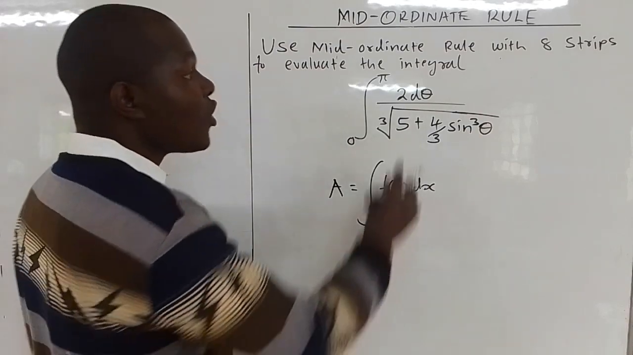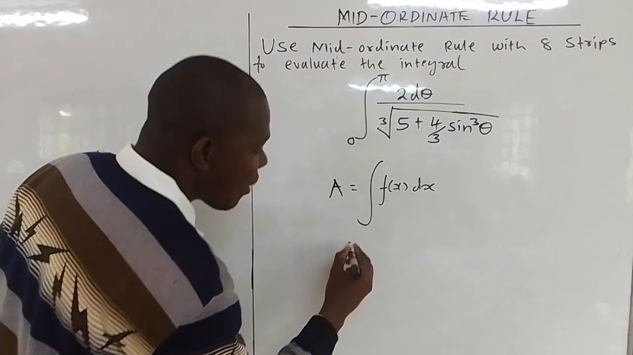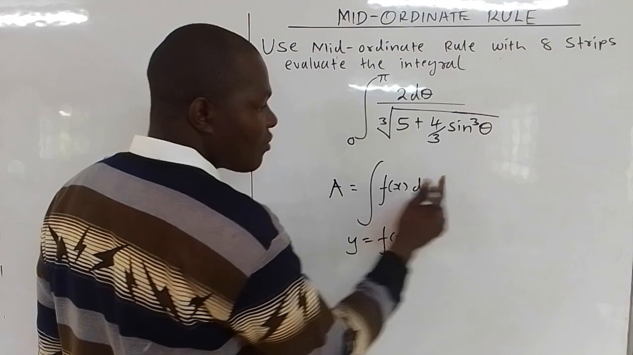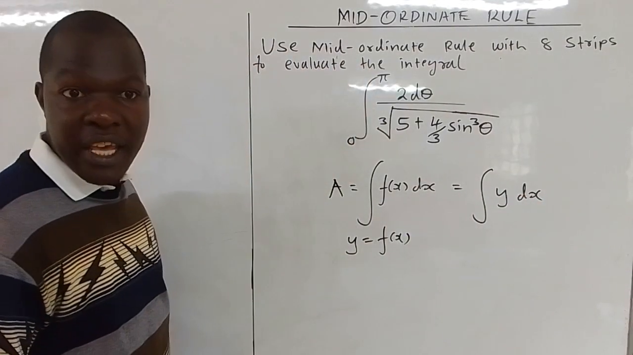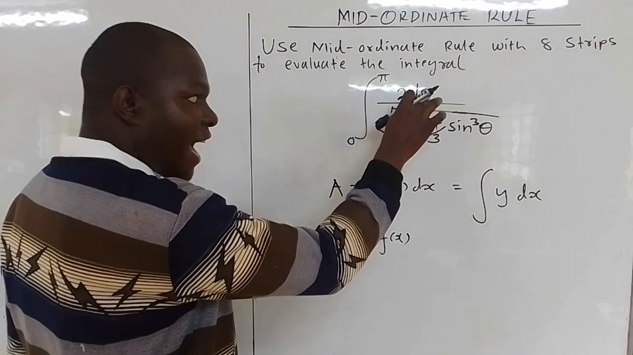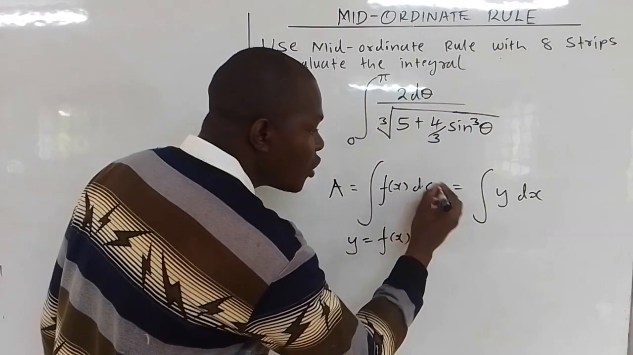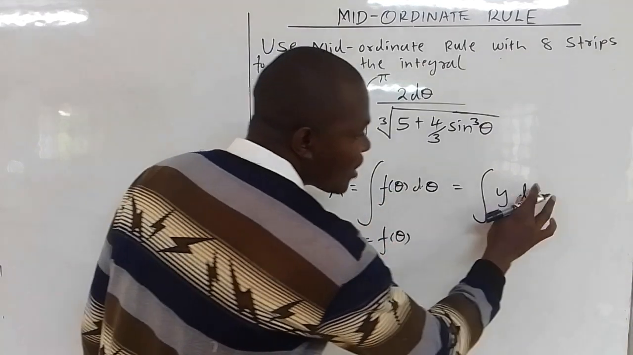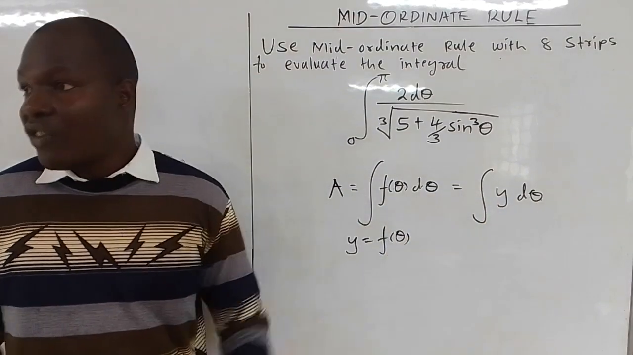In this case, we've been given theta. So when y is a function of x, what does it mean? Where there is f of x, you put y, meaning the area is y dx. Are we together? I'm still explaining this concept. But instead of x, we've been given theta, meaning where there is x, you put theta. So the area is the integral of y dθ.